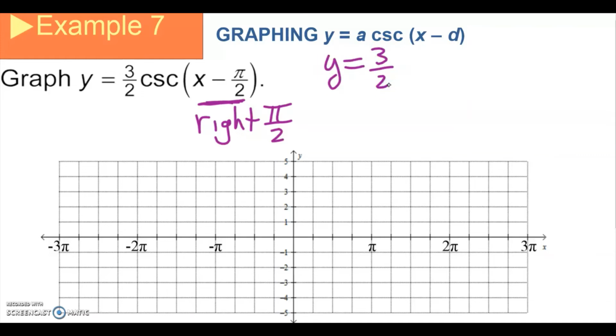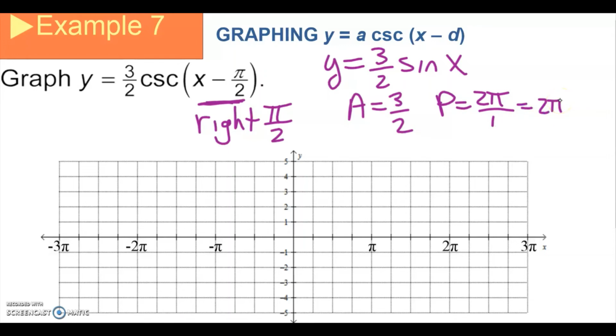And so let's look at the non-shifted sine curve. 3/2 sine x. I can always shift it later, and then I can flip it for my cosecant graph. Okay? So for my sine wave will have an amplitude of 3/2, or 1.5. And the period would be 2 pi over 1, which is 2 pi.